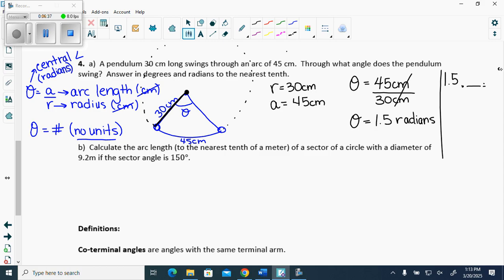Because I need an answer in degrees, true? So I want the degrees in the numerator, correct? So am I going to multiply by 180 degrees over pi, or pi over 180 degrees? 180 degrees over pi, so I need degrees in my numerator, right? And we have to type that whole thing in because they want it to the nearest tenth.